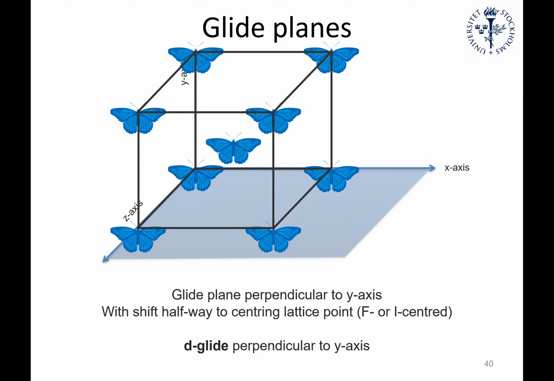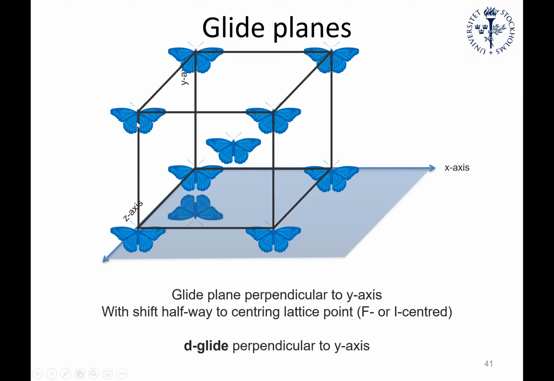There's also something called a D glide, a diamond glide. This one's a little bit trickier. Again, with every glide plane, you have a direction that the plane is perpendicular to. So this is a D glide perpendicular to the y-axis again. With a diamond glide, this happens only when you have a centered lattice, like an F-centered or an I-centered lattice.